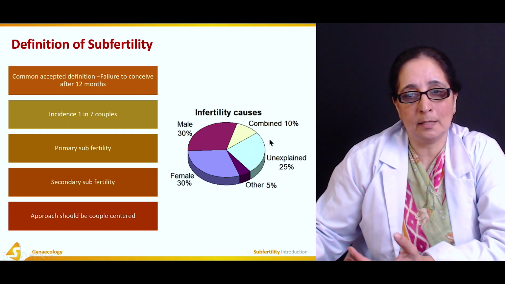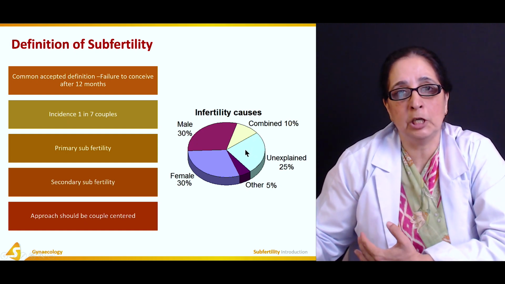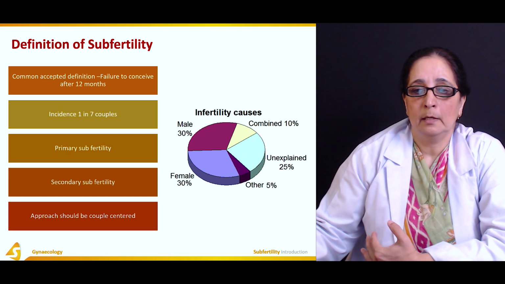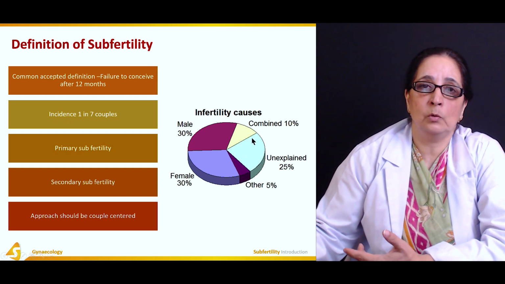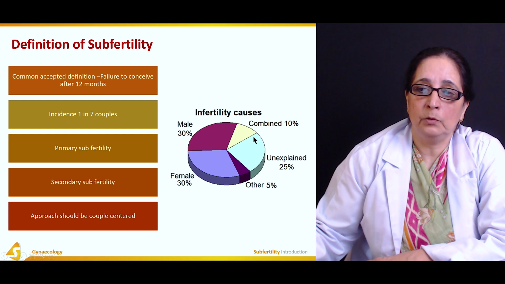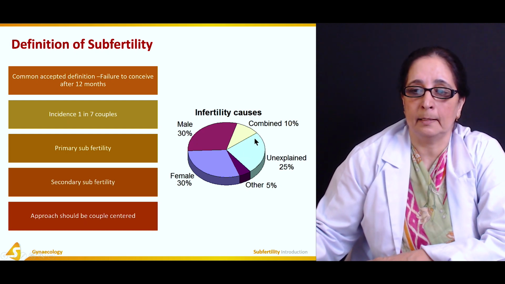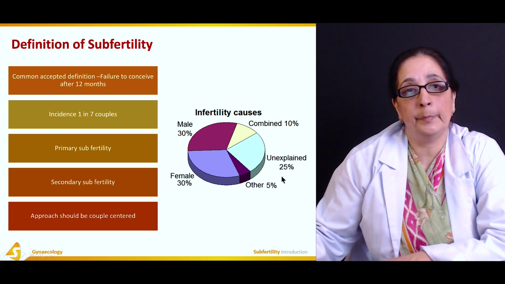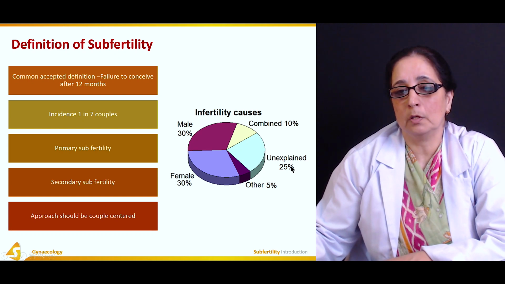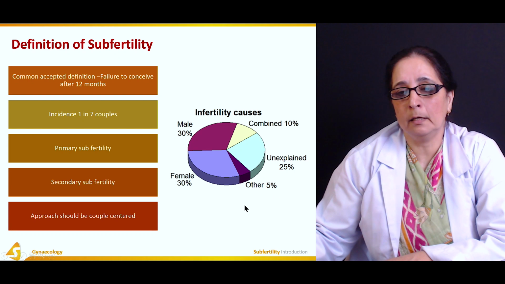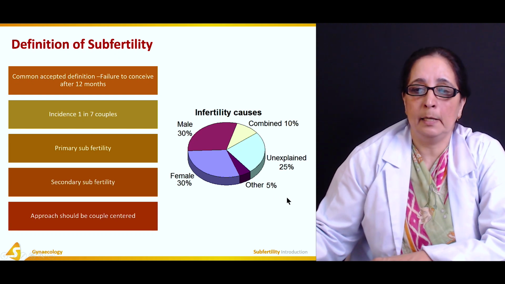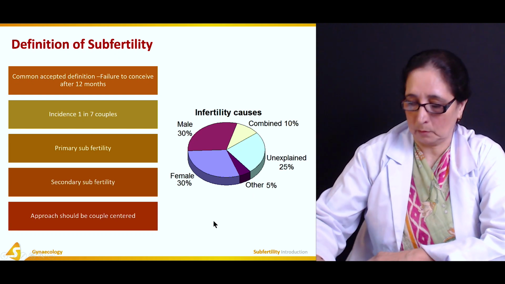After all the tests are done, after all the investigations, sometimes there is no cause known for infertility. So those are unexplained, no known cause for infertility. 25%, that's a big number in which no cause is known. And then about 5% are labeled under other causes.